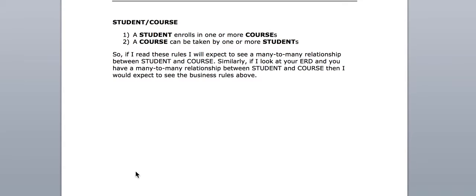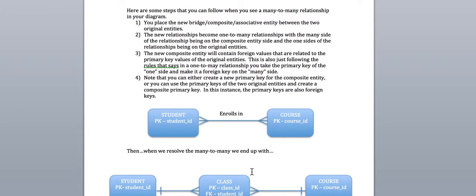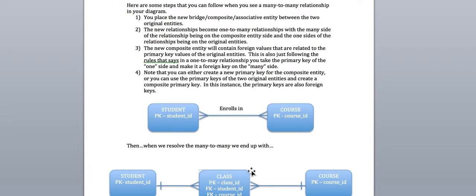However, since we know that this can't physically be implemented, then we have to do what we call resolving this many-to-many relationship so that it can be implemented in a database. So to do this, we need to resolve many-to-manys, we need to walk through just a few steps. So you can see here I have student and course, okay? And kind of the verb that describes that relationship is kind of the verb enrolls, okay?